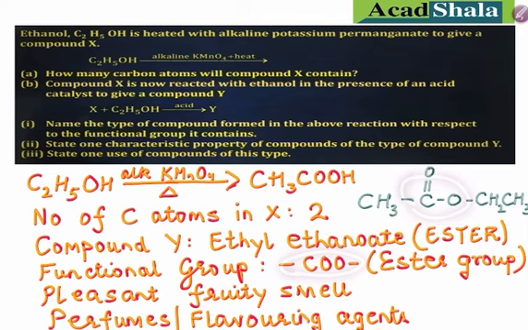Right, children? Now state one characteristic property of compounds of the type of compound Y. Okay, so one characteristic property is that it has a pleasant fruity smell. That we know very well. And the last question is state one use of compounds of this type. So what is the use of compounds of this type? It is used in perfumes and flavoring agents.